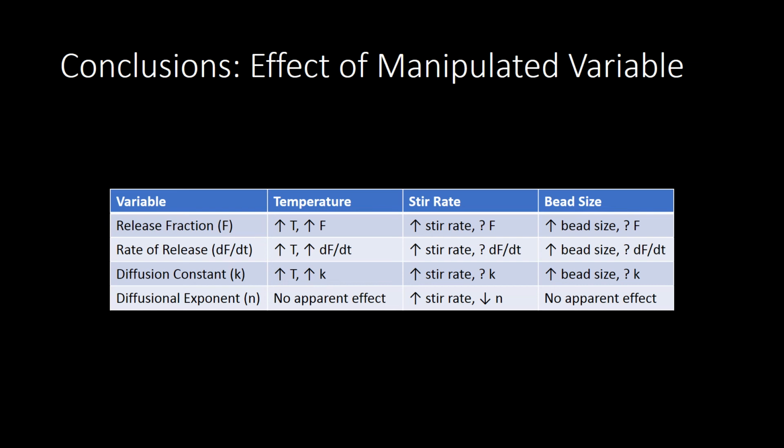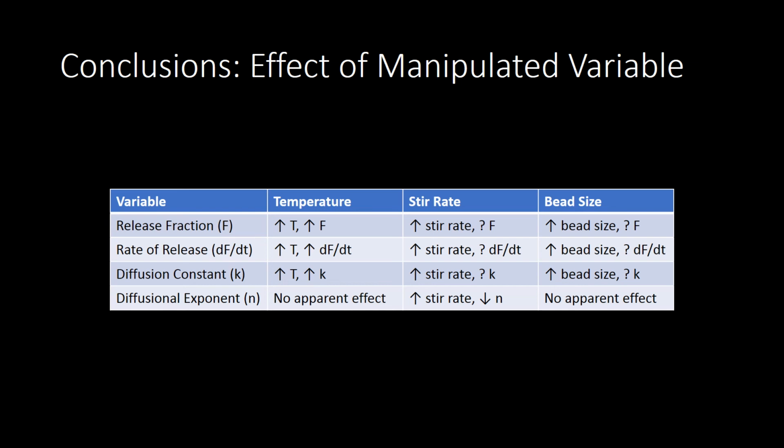For stir rate, although the release fraction and rate of release are greater at 150 rpm than at 50 rpm, the release at 300 rpm is less than that at either of the other two speeds. Outside factors, such as dye being absorbed into the filter paper, likely affected the results of the experiment. The results are therefore inconclusive, and the experiment should be repeated.